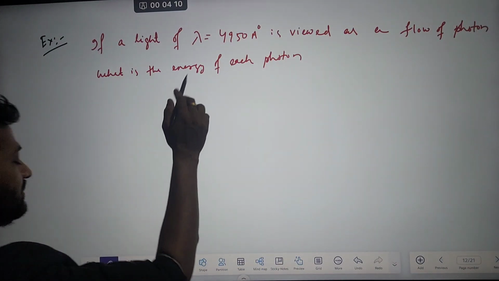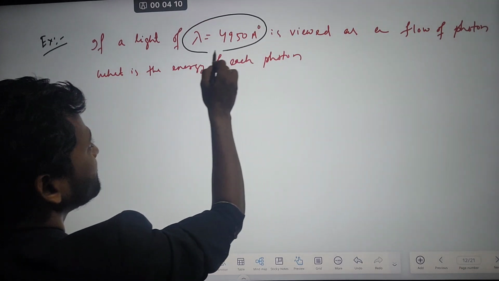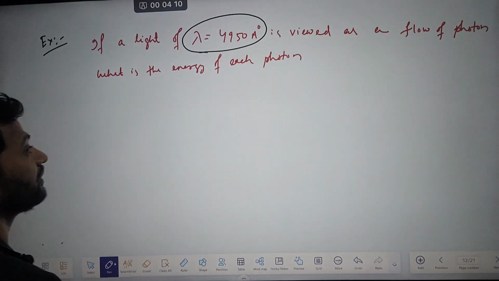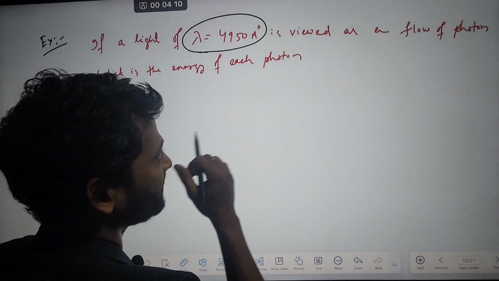Okay, next question. If a light of wavelength 4950 angstrom is viewed as a flow of continuous photons, what is the energy of each photon?